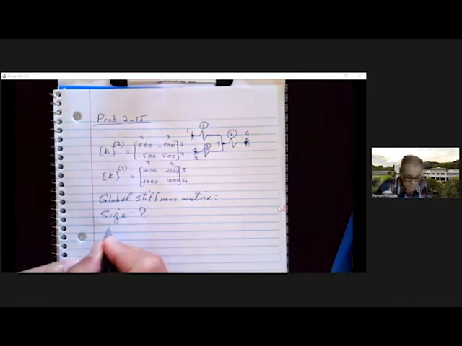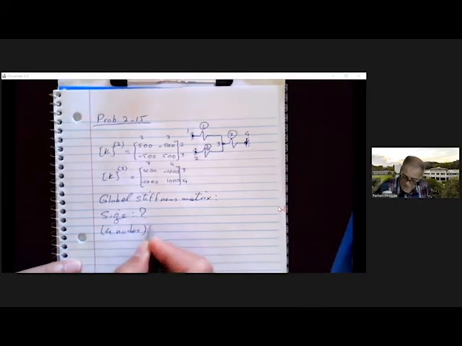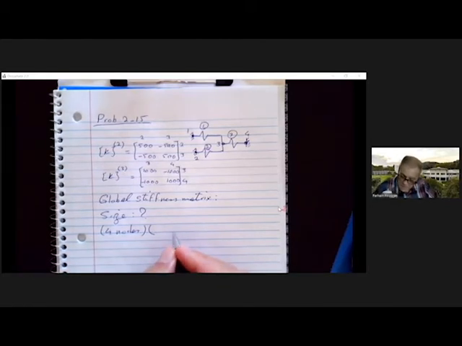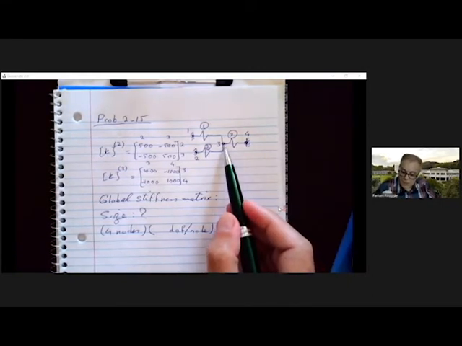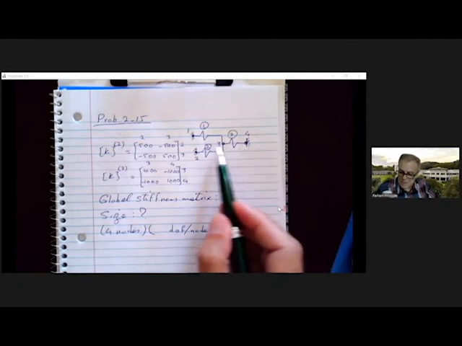How many nodes? It's 4 nodes. 4 nodes multiplied by how many degrees of freedom per node? I need the degrees of freedom per node. In other words, at each node, how many unknowns do we have? Just displacement in the x direction.